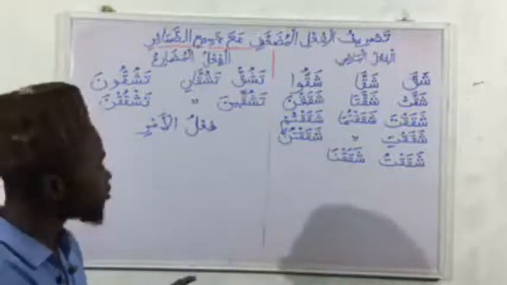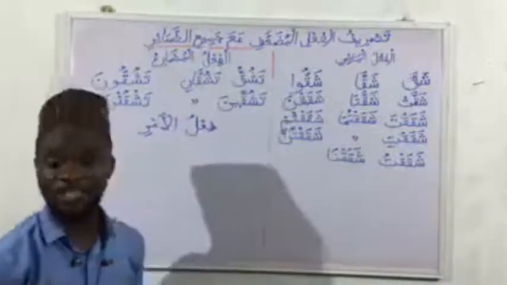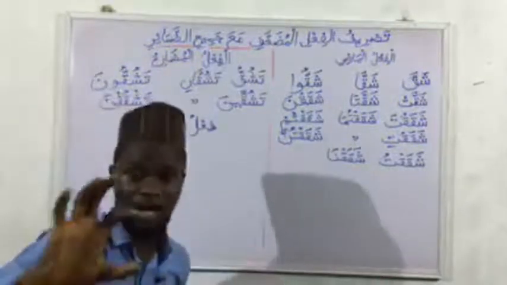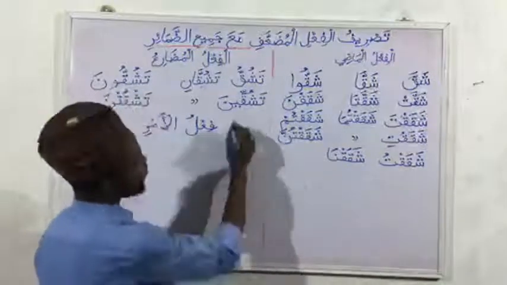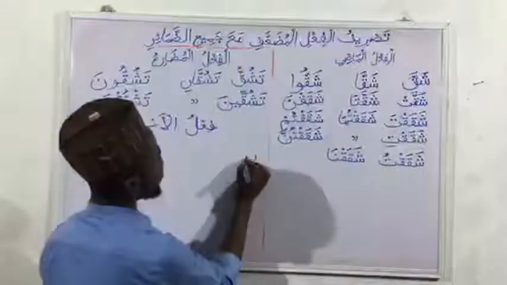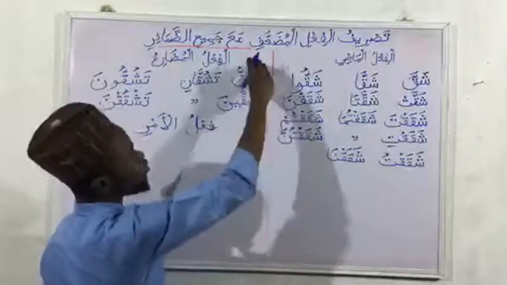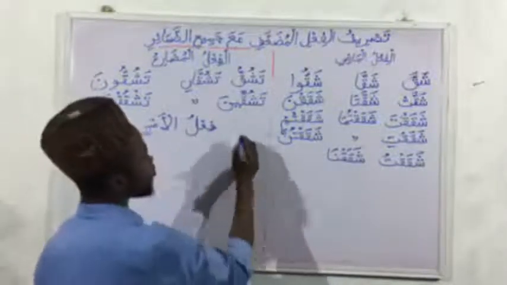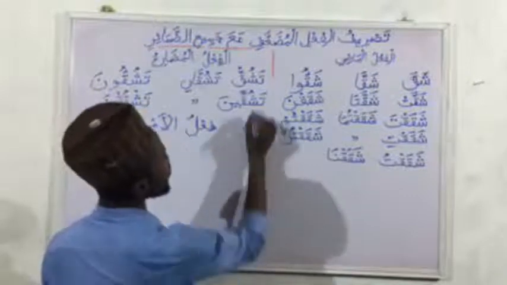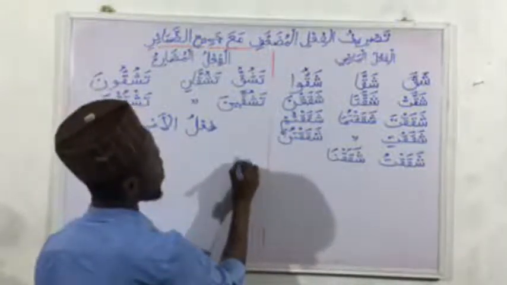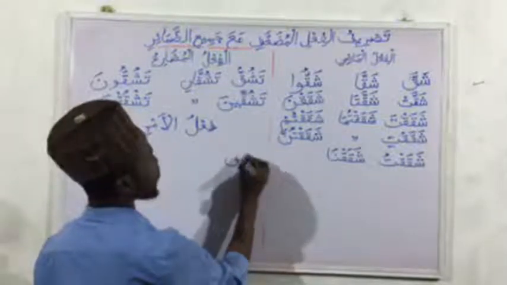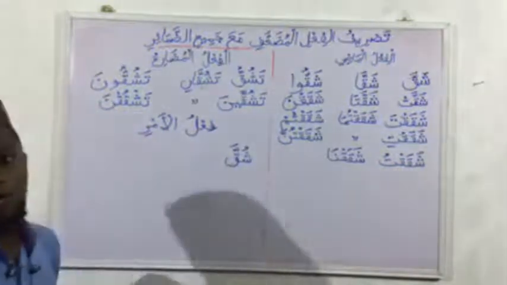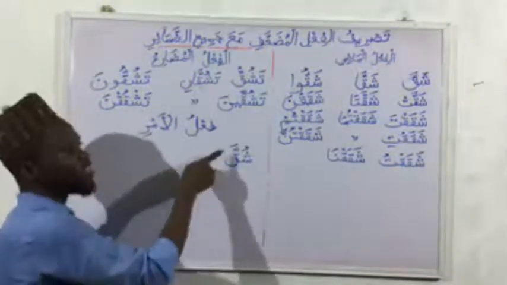Now for Fi'lul Amr, you know we are deriving directly from Fi'lul Mudari. So here the process is to remove what? Harful Mudara and give the last letter sukun. So from Tashukka, we remove this and we open this and give sukun. So we'll be left with Shukka at the end of the day. Shukka, why Shukka? Because we've given the last letter sukun.